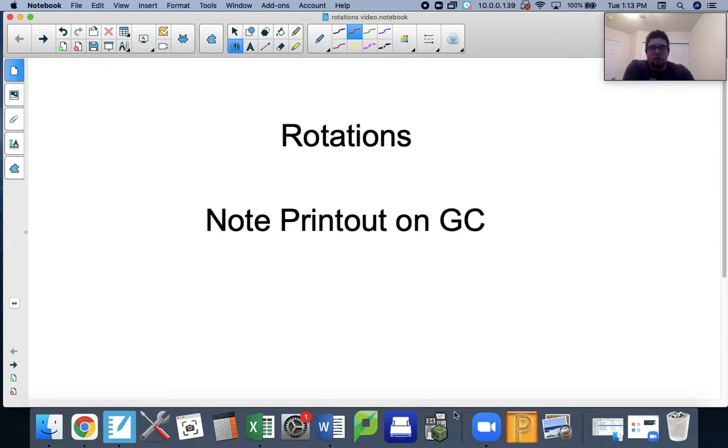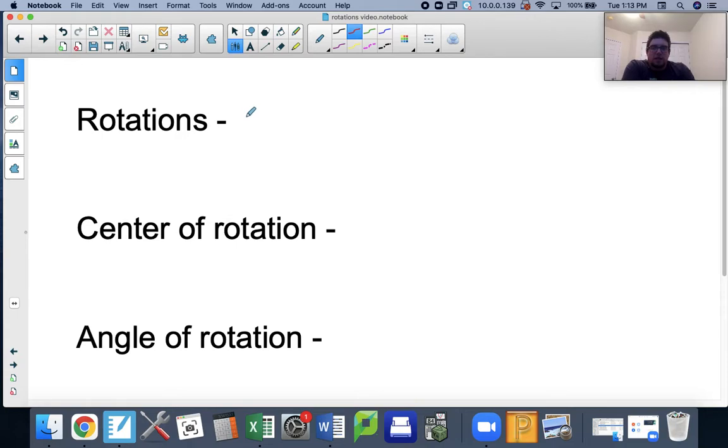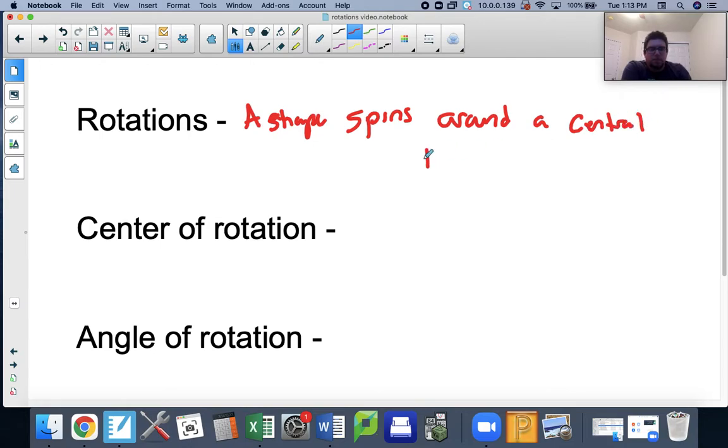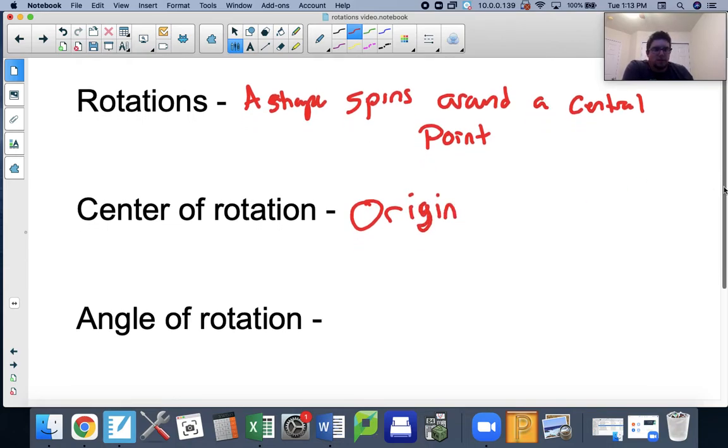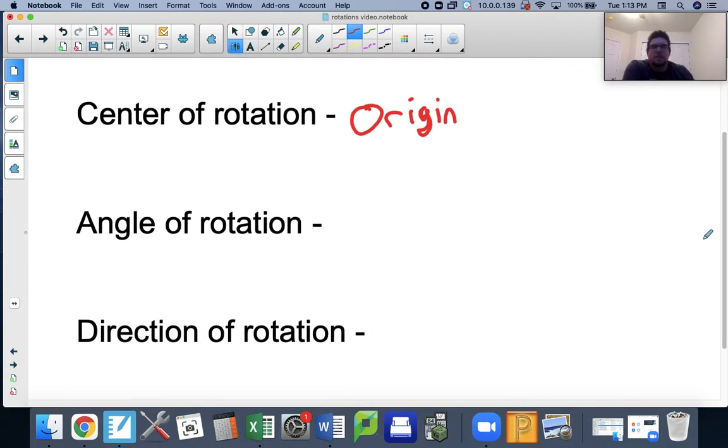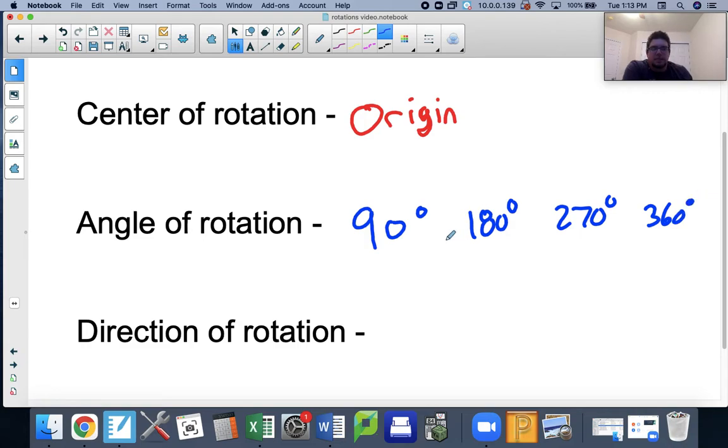The transformation of the unit is rotations. So rotations, this is when a shape spins around a central point. Our central point in every single one of our examples is going to be our origin, or that very center of our x and y axis. And we're going to cover 4 angles of rotation: 90, 180, 270, and 360.